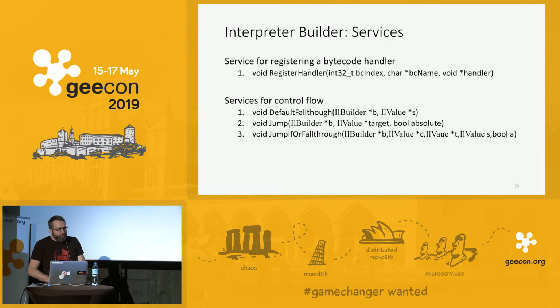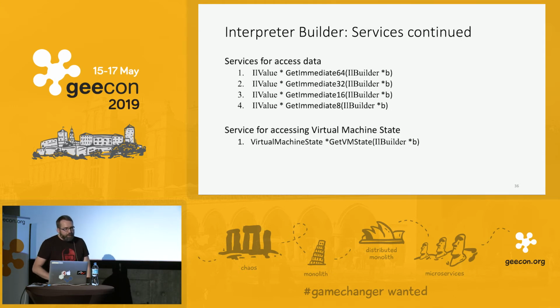It introduced a few new services. Since this is actually going to be handling the different bytecodes, we want to register a handler for each one so that we can provide the code for an individual bytecode based on its bytecode index. There's some control flow for jump operations and those types of things. And then some services for accessing data out of your bytecode stream, and an API for accessing any modeling you've done of your virtual machine state if you've chosen to model it.